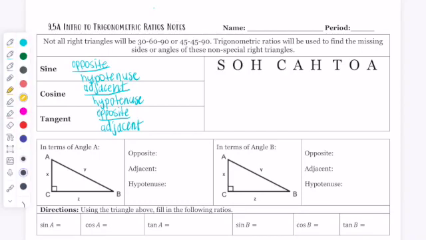Hello everyone, and welcome to our 9.5a Intro to Trigonometric Ratios notes. And so that's a fun word to say. A lot of people will just shorten it to just trig. It's way shorter, but trigonometric is a fun word to say.